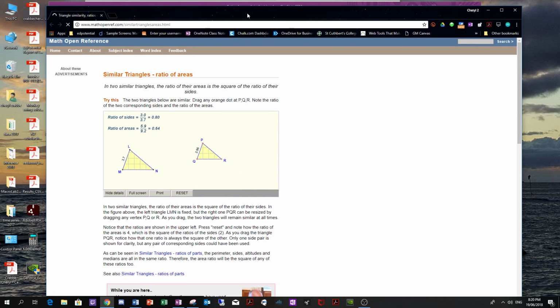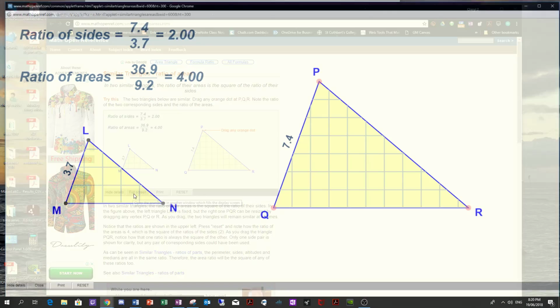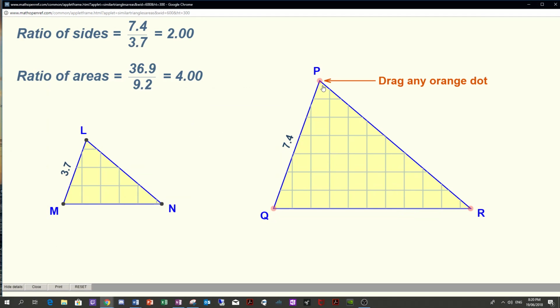So let's just take a look at the property of similar triangles. So these are two similar triangles, all right? And we've got the ratio of their sides. In this case, this is 7.4, and its corresponding side in the little triangle, LM, is 3.7. And if you divide those, you get a ratio of 2 to 1. Now, if we look at the areas of these triangles, they give us the area of the big triangle as 36.9, and of the little one, 9.2. And when we do the ratio of the areas of these similar triangles, we get 4.